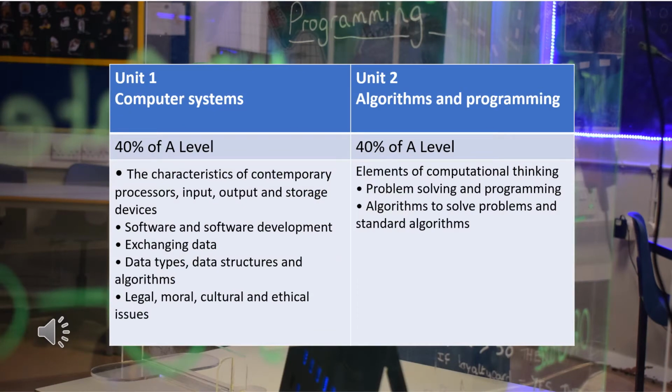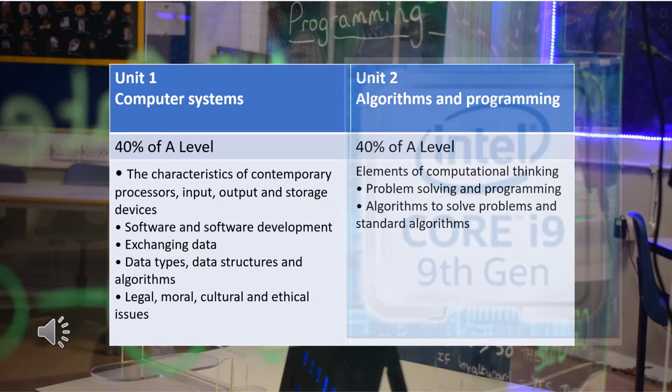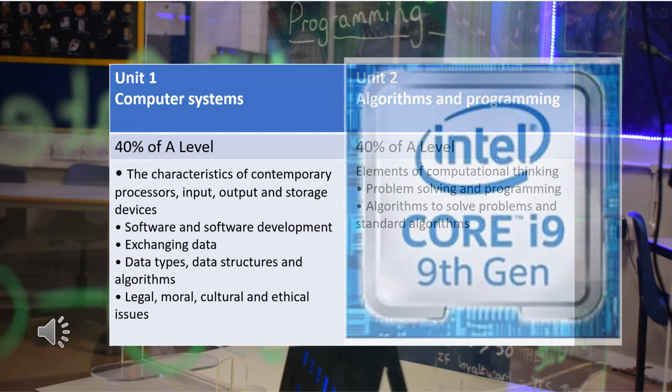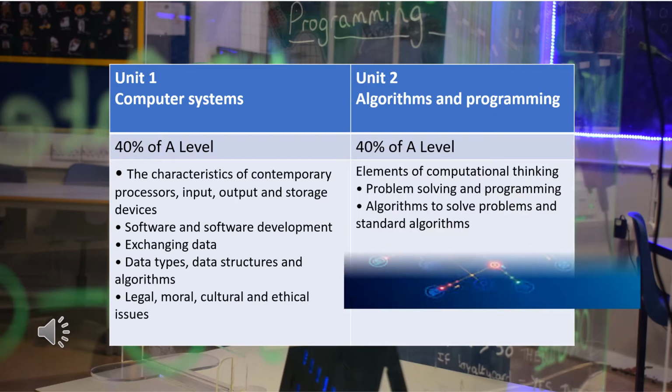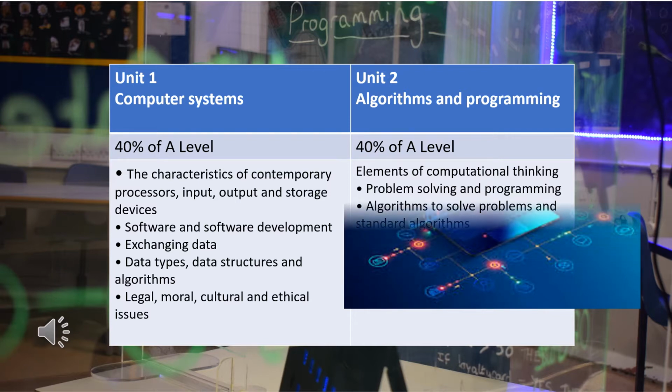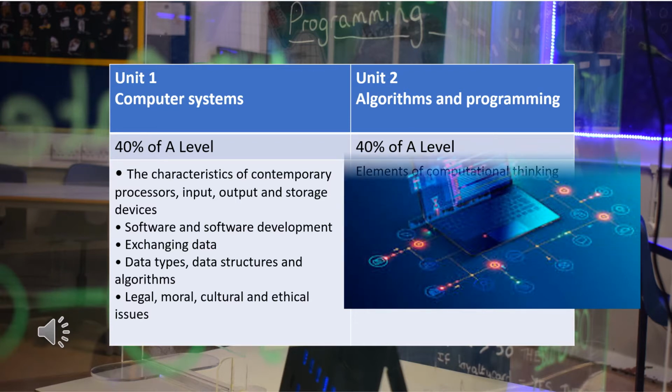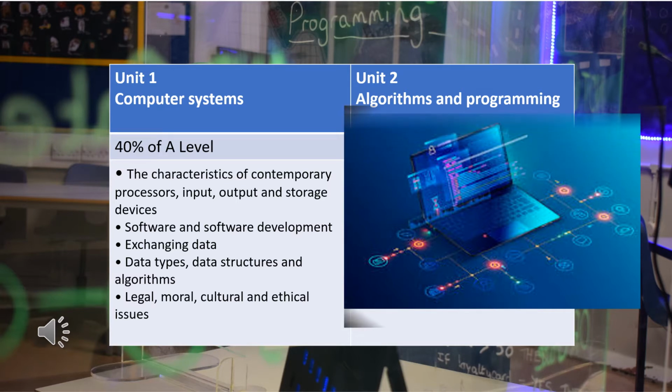I'm going to briefly talk through the main structure of the course. There are 3 units, Unit 1, Unit 2 and Unit 3. Unit 3 I'll talk about in a minute and show you some project examples. Unit 1 makes up 40% of the course, as does Unit 2. And Unit 1 covers contemporary processors, input-output storage devices. We look at software and how software is developed, which is entwined with the programming project because you need to know how to develop software in order to build your programming project.